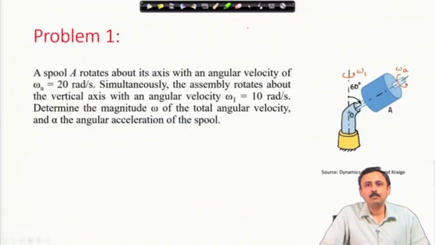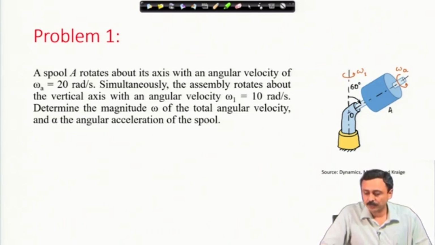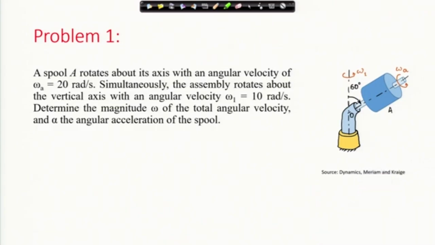Let us now move to some problems. This is a problem from the book of Meriam and Kraige, Dynamics. This says a spool A rotates about its axis with an angular velocity of omega A equal to 20 radian per second. Simultaneously, the assembly rotates about the vertical axis with an angular velocity omega 1 equal to 10 radian per second. Determine the magnitude omega of the total angular velocity and alpha, the angular acceleration of the spool.